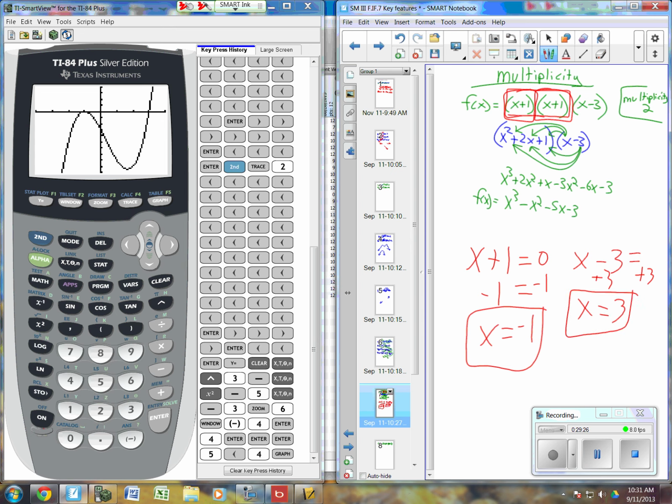So my solutions are negative 1 and 3. If you look right here, it touches at negative 1, and it crosses through positive 3. Those are my two solutions. But the solution negative 1 is of multiplicity 2, because it happens twice.